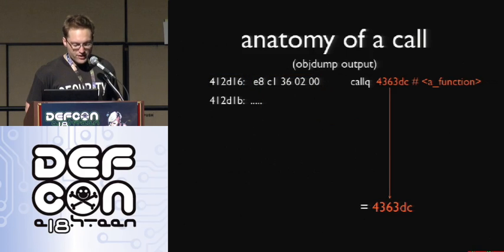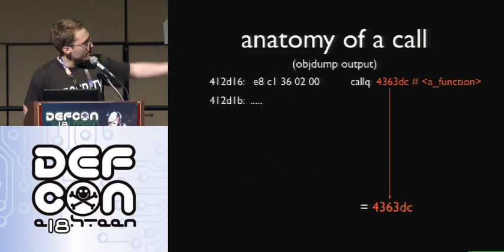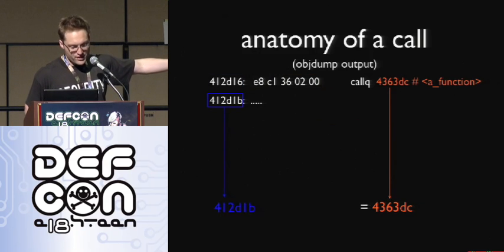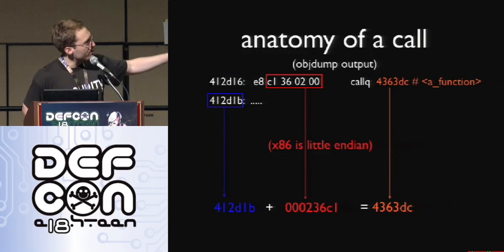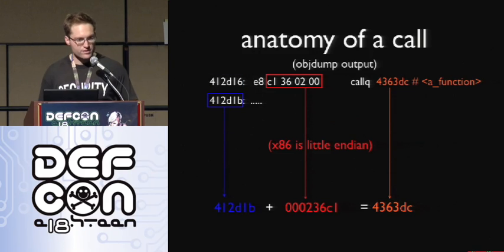The way that's actually calculated is, we're trying to call a function, so that's at that address 4363DC. That's calculated by taking the address of the next instruction that's going to be executed and adding it to the 32-bit displacement. Remember that x86 is little endian, so you need to flip the bytes around before you add it.